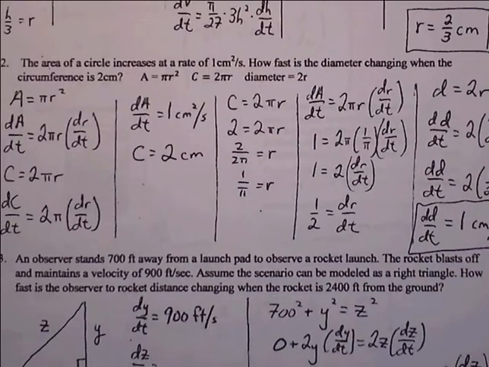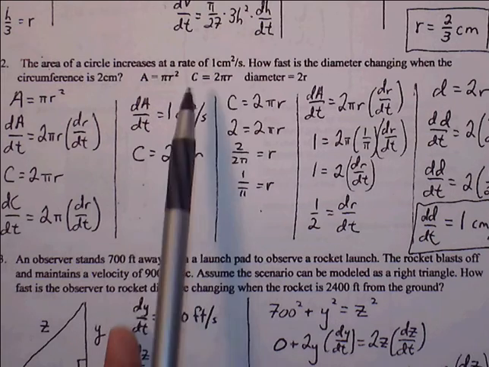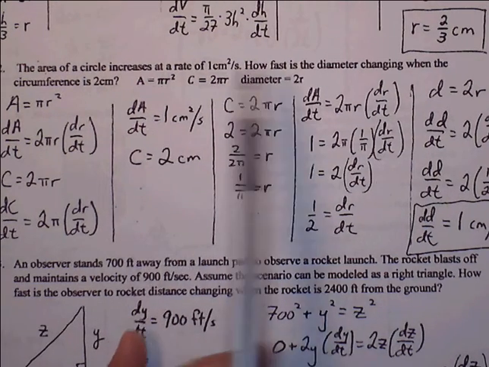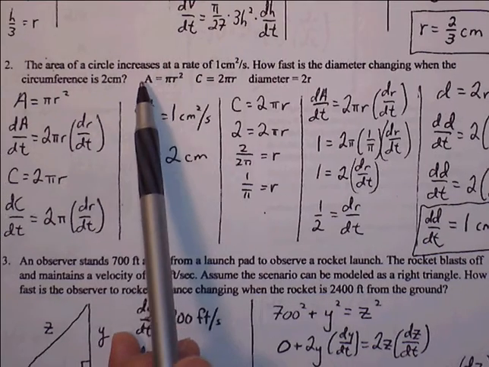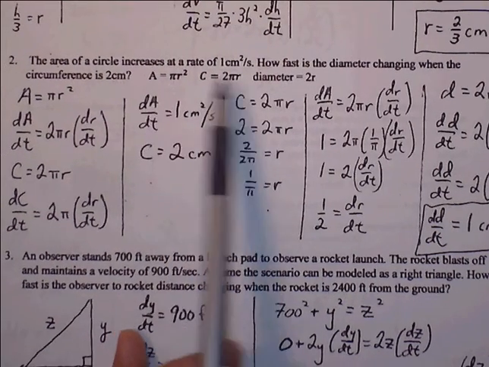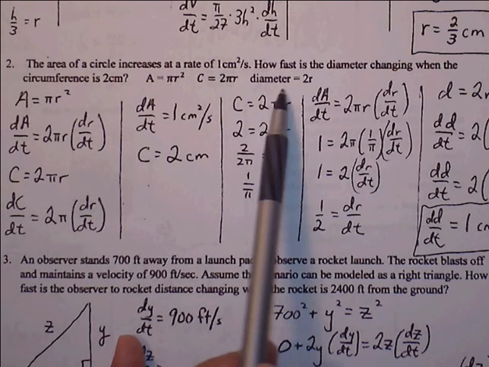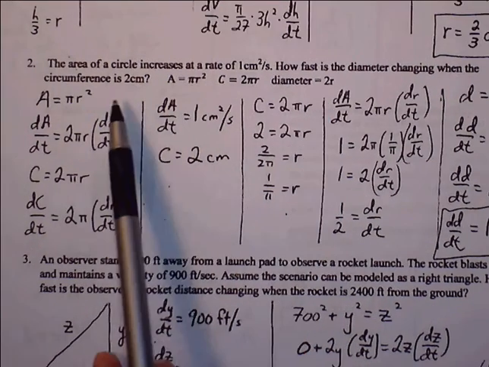Number 2, the area of a circle is increasing at a rate of 1 square centimeters per second. How fast is the diameter changing when the circumference is 2 centimeters? All right, so here is all the information that we need. Area of the circle is pi r squared, circumference is 2 pi r, diameter is 2r. Okay, so here's the area.